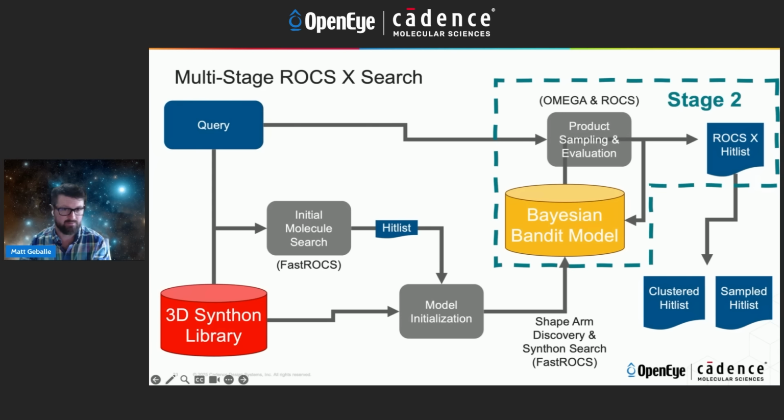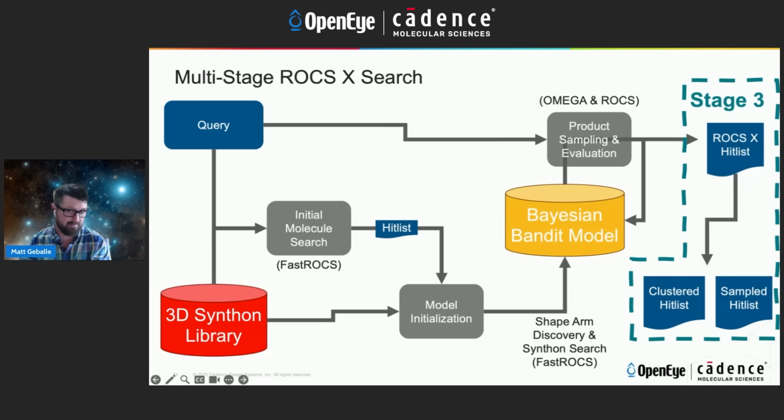In the second stage, we do sampling out of our Bayesian bandit model. We sample products, we generate conformers and evaluate them using traditional ROCS, and then we feed back that evaluation into our active learning cycle to improve future sampling. At the end of that, you get a ROCS X hit list, which contains regular ROCS results. And then in the third step, we provide some hit list triage. We cluster that hit list using fingerprint clustering and give you a fully clustered hit list as well as a sampled hit list aimed at giving diverse results.